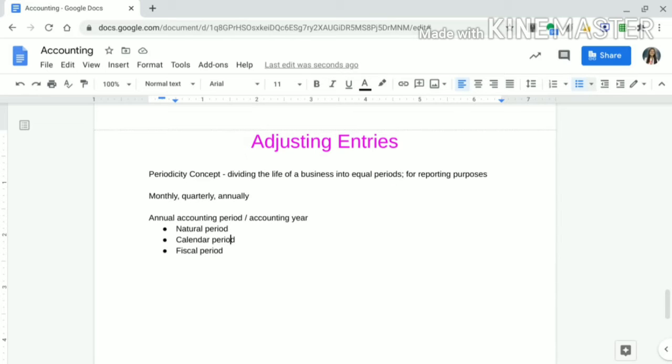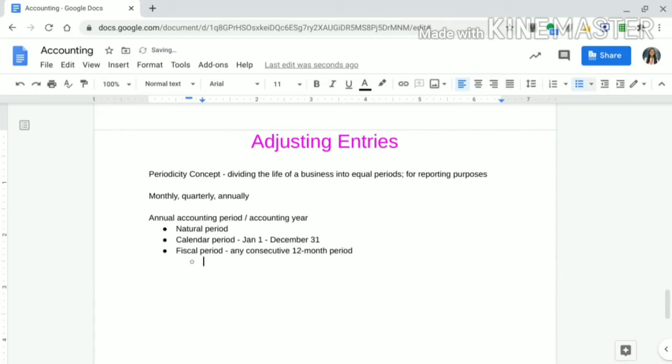Yun. Si calendar period naman, from the word itself, nagsisimula siya ng January 1 to December 31 of the same year. Okay? Kapag fiscal period naman, this is different from calendar period because a fiscal period is any consecutive 12-month period. Okay? Kahit di siya mag-start ng January or mag-end ng December, basta magkakasunod na 12-month period, yun yung fiscal period.